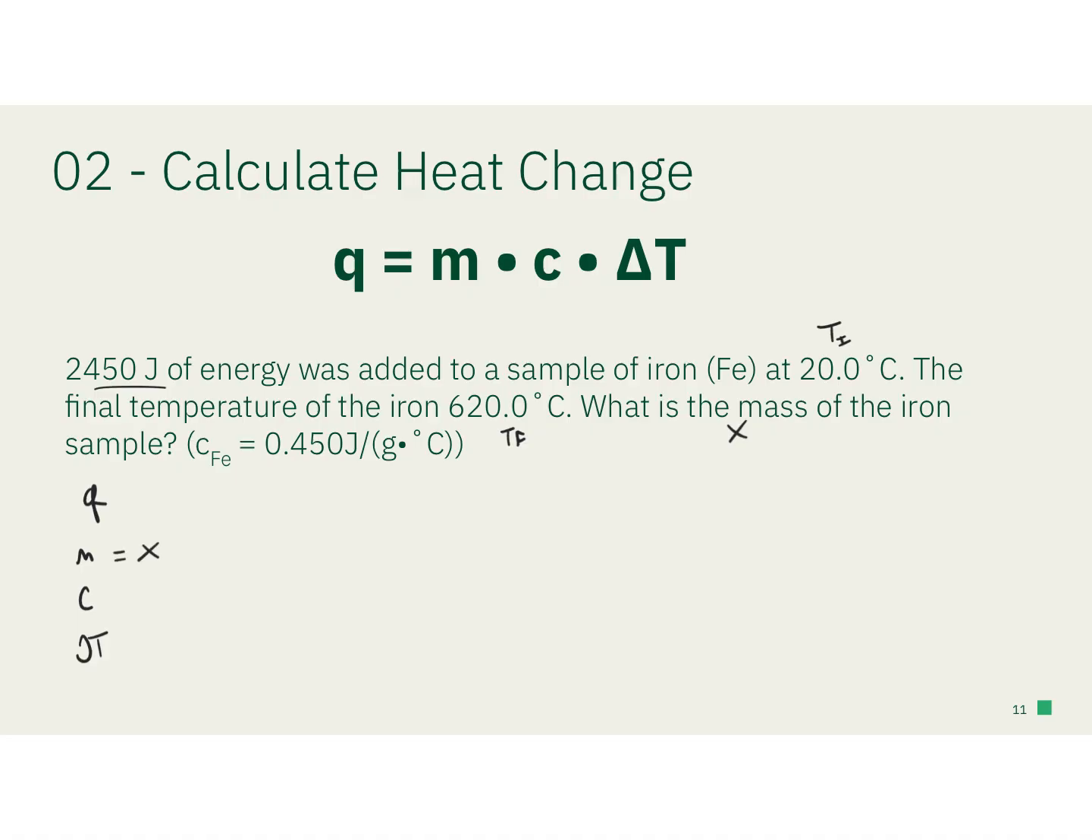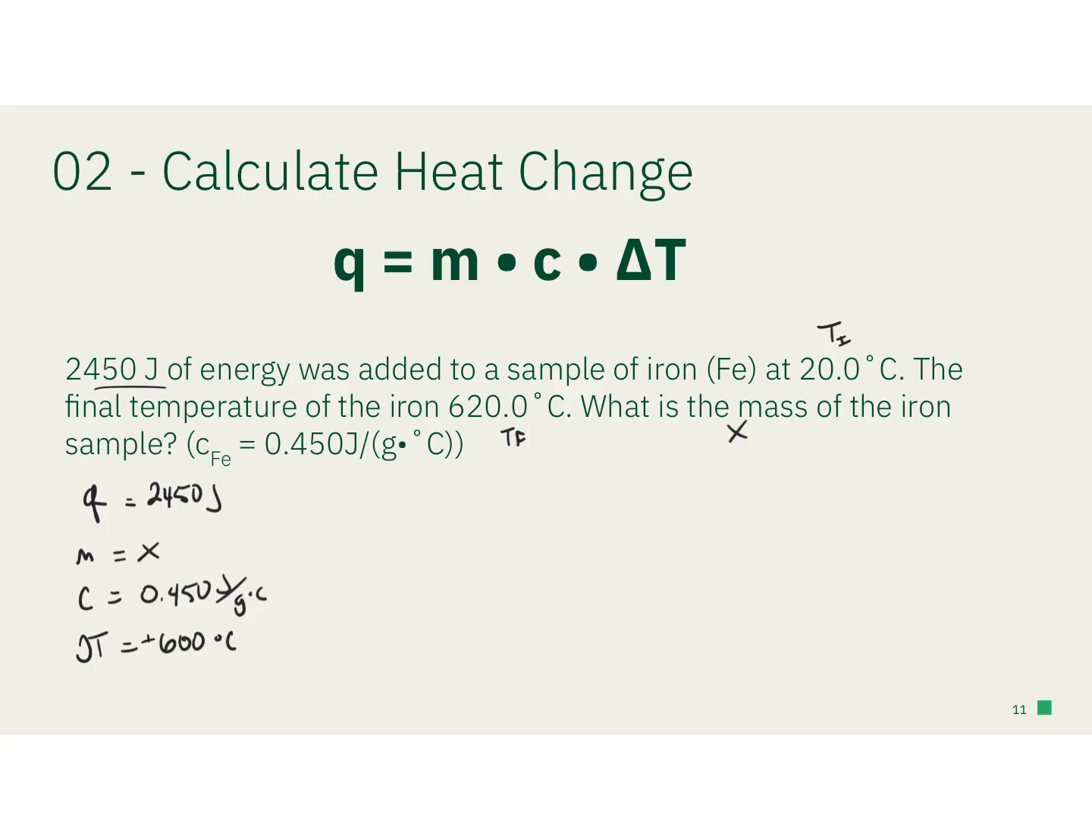So let's start filling in the variables. My mass is unknown. My energy is 2450. My specific heat, which was listed right here at the bottom, was 0.450 joule per gram degrees Celsius. And a quick calculation of final minus initial. If I take 620 minus 20, that means I have a positive 600 degrees Celsius temperature change.